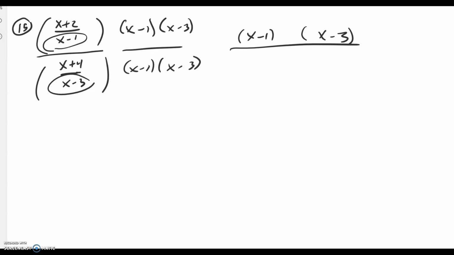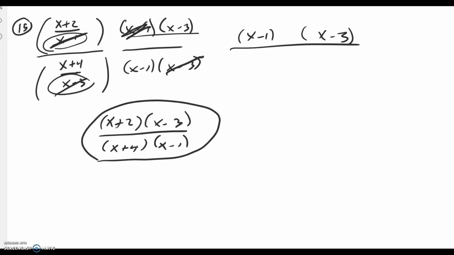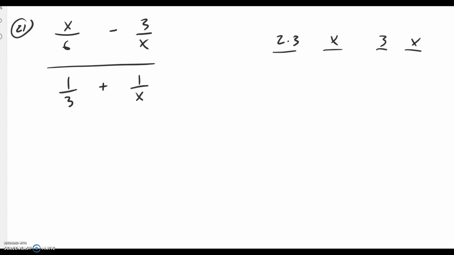Here, when we multiply by these two things, this cancels this, and we're left on top with x plus 2 times x minus 3. And on the bottom, this is canceled with this, and we're left with x plus 4 times x minus 1, and nothing cancels. And we could multiply this out, but I don't think we need to. I think we're done.